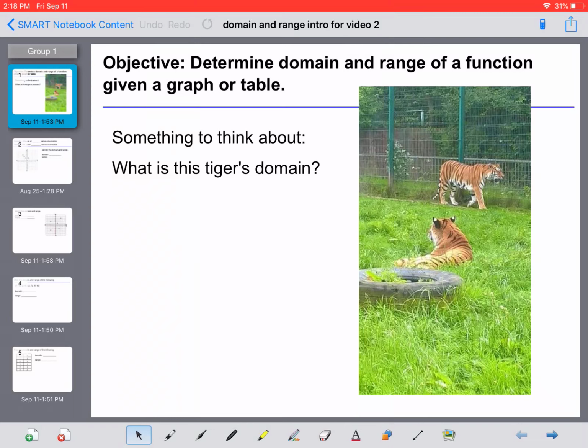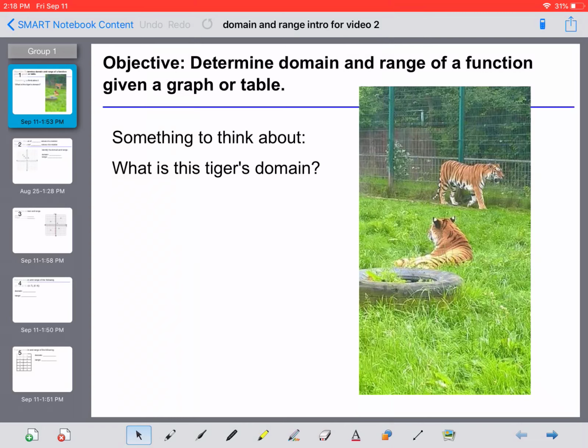Mr. Beseda here. And we've only got one preview video for our next lesson covering domain and range. And this one hopefully is a pretty quick one. So our objective today is to find the domain and range of a function given a graph or table.